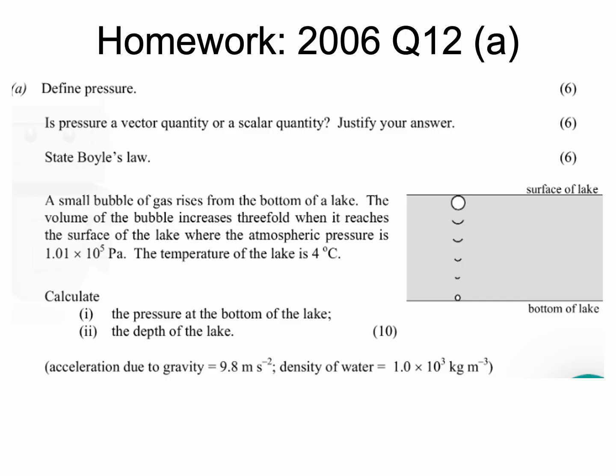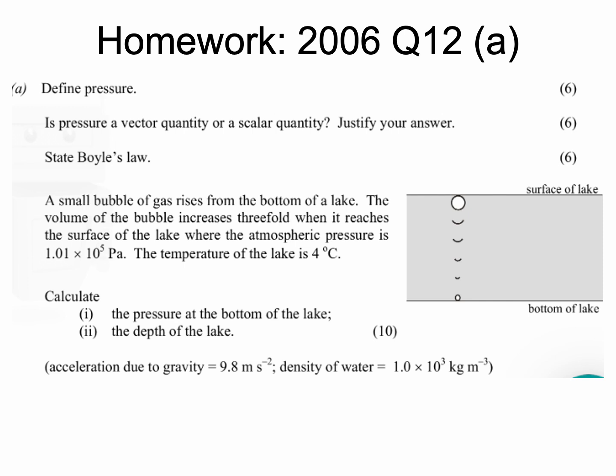I gave you an exam question then to look at, and this was kind of half of a long question that came up in 2006. So the start of it, you had a few bits of theory to feed back. So define your pressure, state whether it's a vector or a scalar quantity, and justify your answer. Again, a bit of theory, stating Boyle's law, and then you had 10 marks for a calculation in the second half of it, so where you had a bubble of gas in a lake. So this is relating to pressure and volume changing with depth in a liquid.